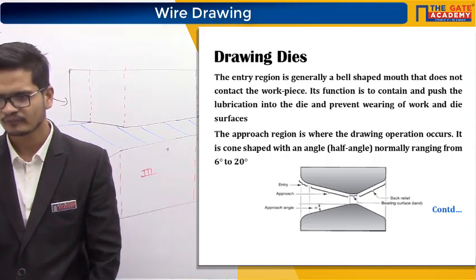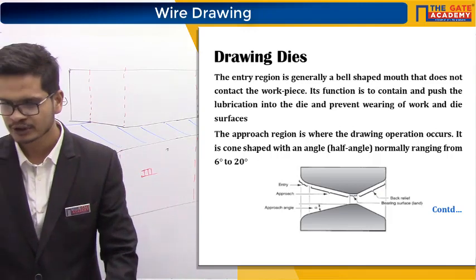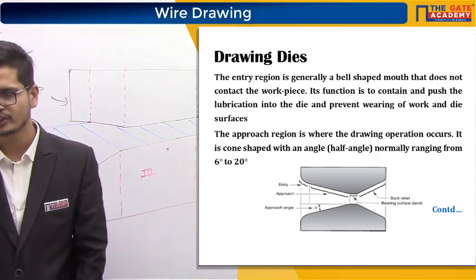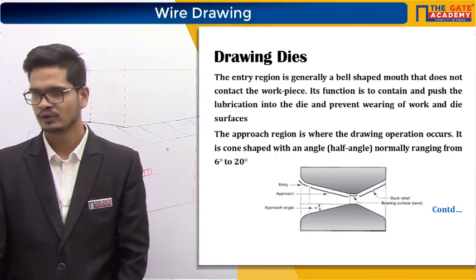Then the second, that is the deformation zone, also called as the approach. The approach region is where the drawing operation occurs. It is cone-shaped with an angle normally ranging from 6 degrees to 20 degrees.